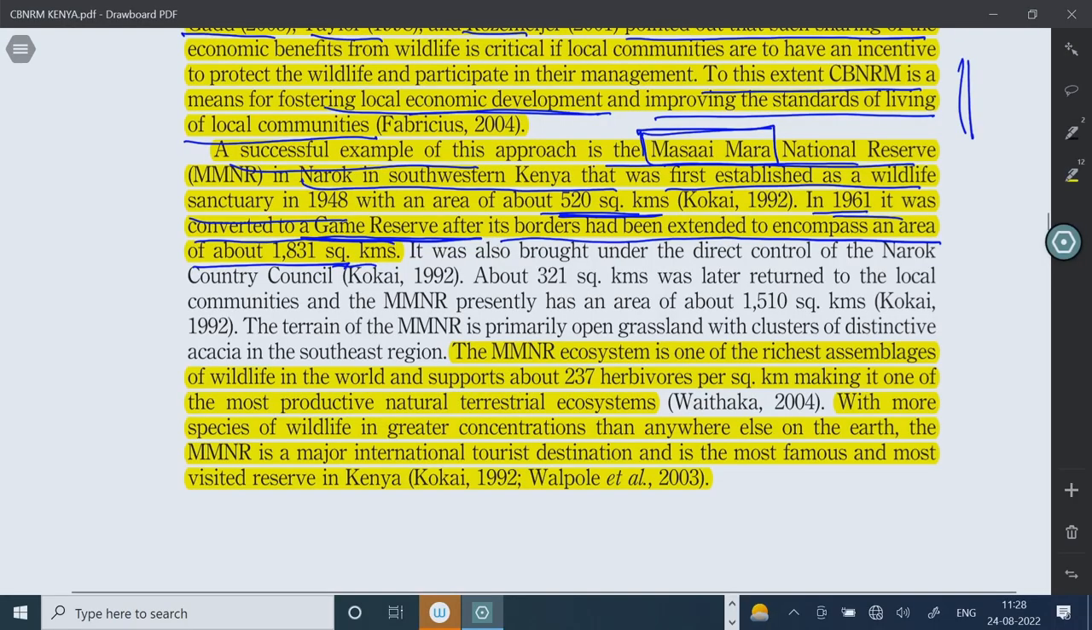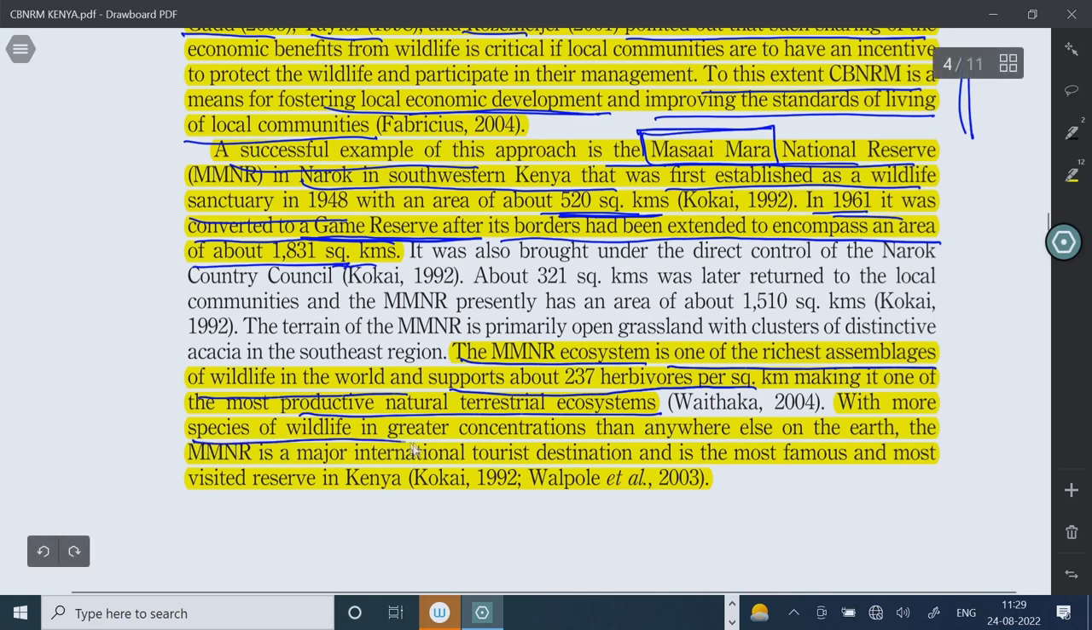This Masai Mara National Reserve ecosystem today is one of the richest assemblages of wildlife in the world. It also supports about 237 herbivores per square kilometer, and that makes it one of the most productive natural terrestrial ecosystems, with more species and wildlife in greater concentration than anywhere else on the earth. That's why I today wanted to share this paper with you, the case study.